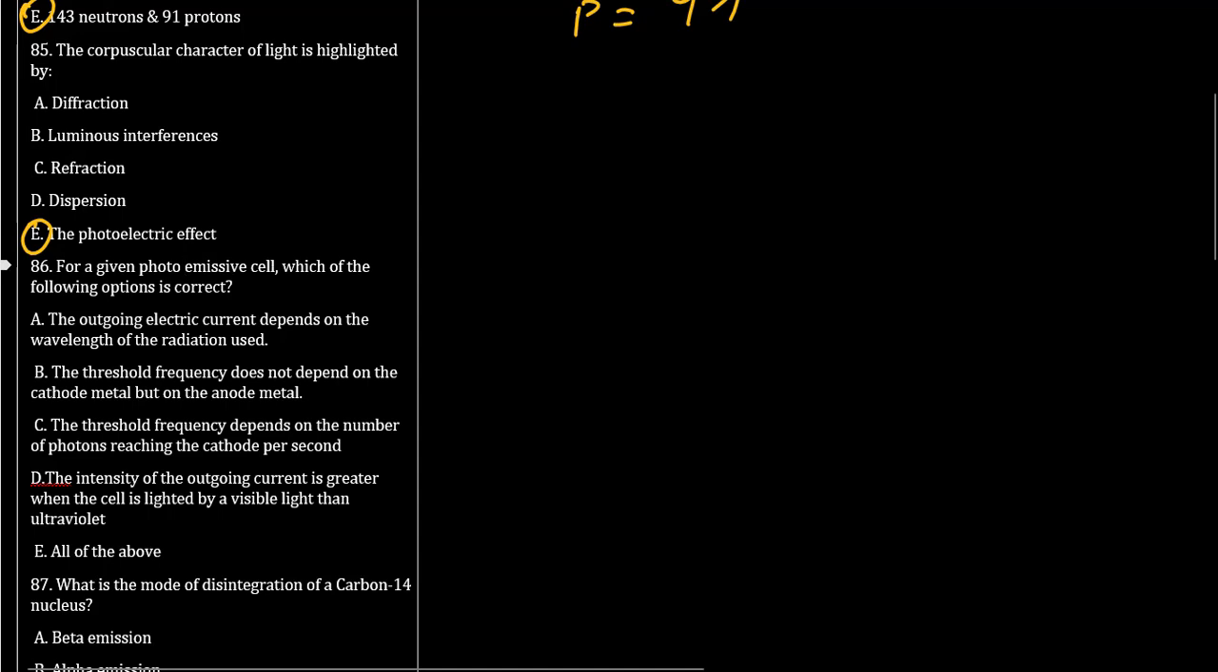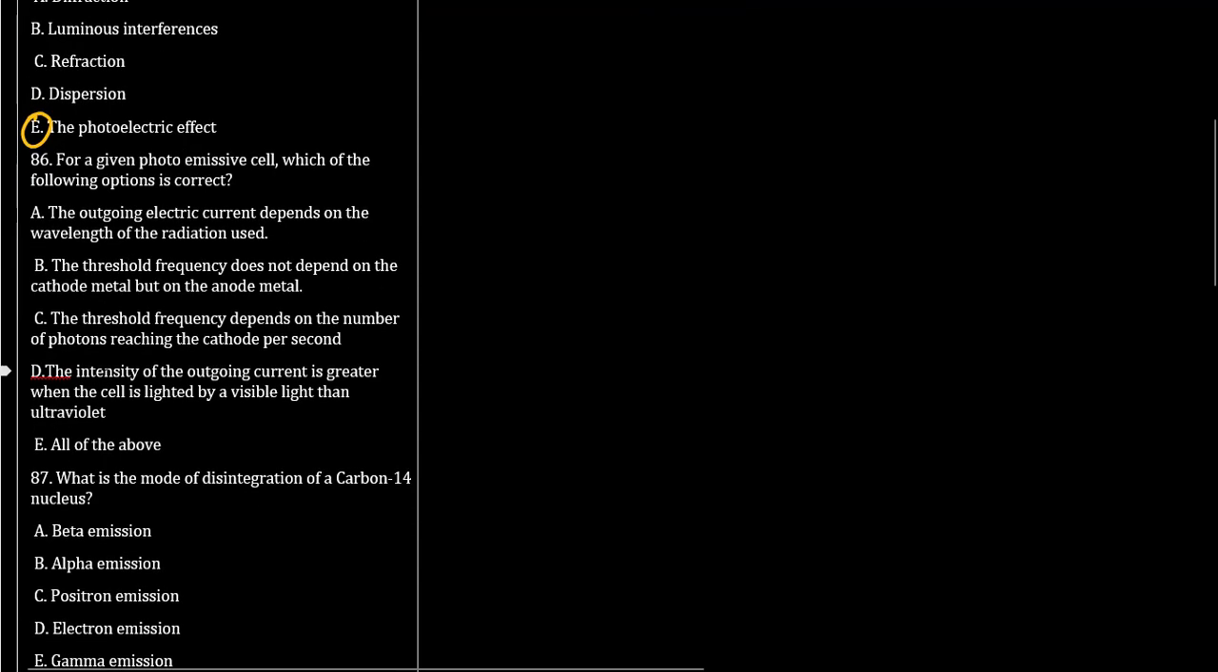For a given photoemissive cell, which of the following options is correct? A. The outgoing electric current depends on the wavelength. B. The threshold frequency does not depend on the cathode metal but on the anode metal. C. The threshold frequency depends on the number of photons reaching the cathode per second. D.